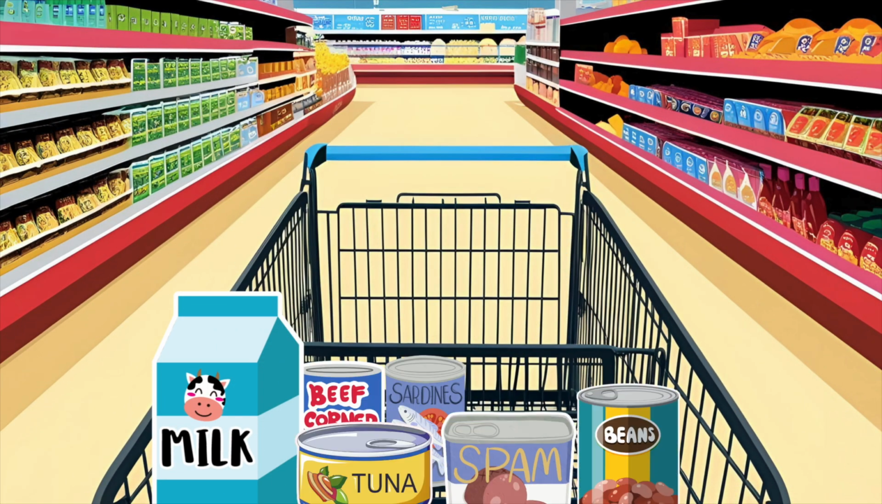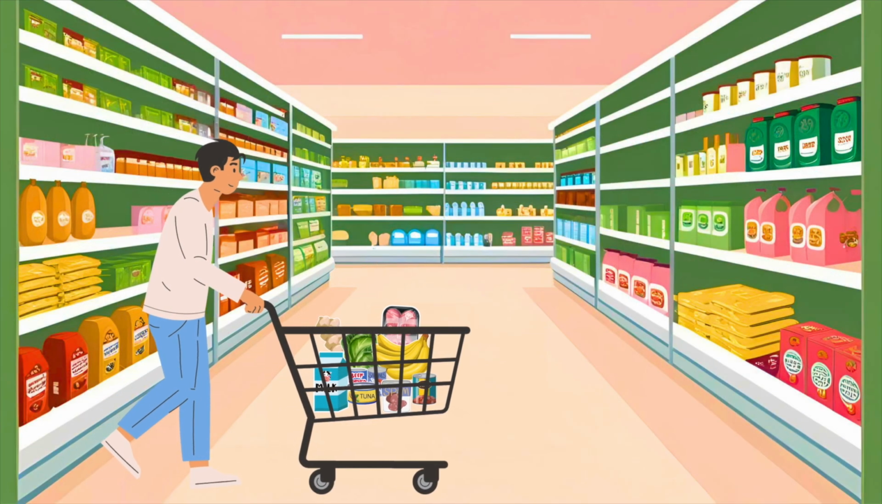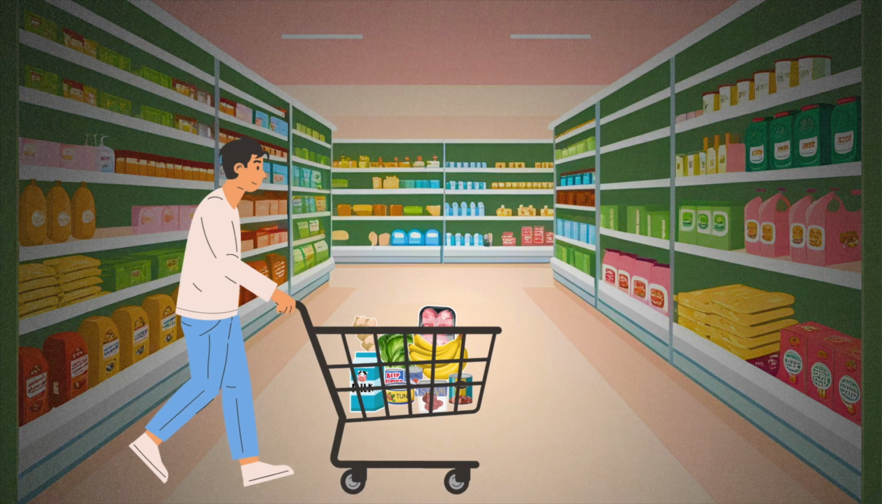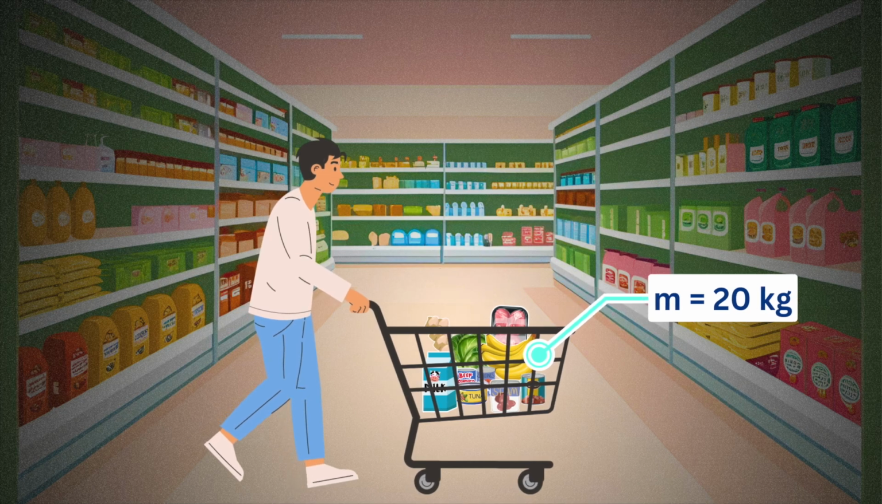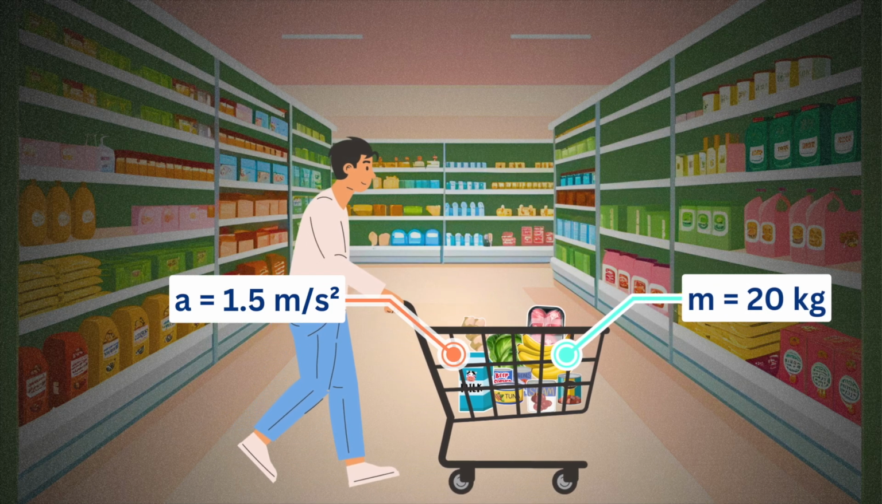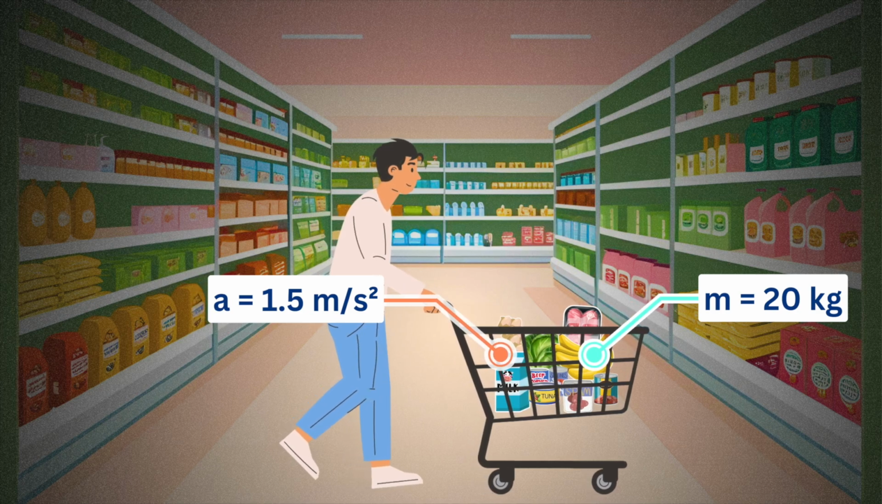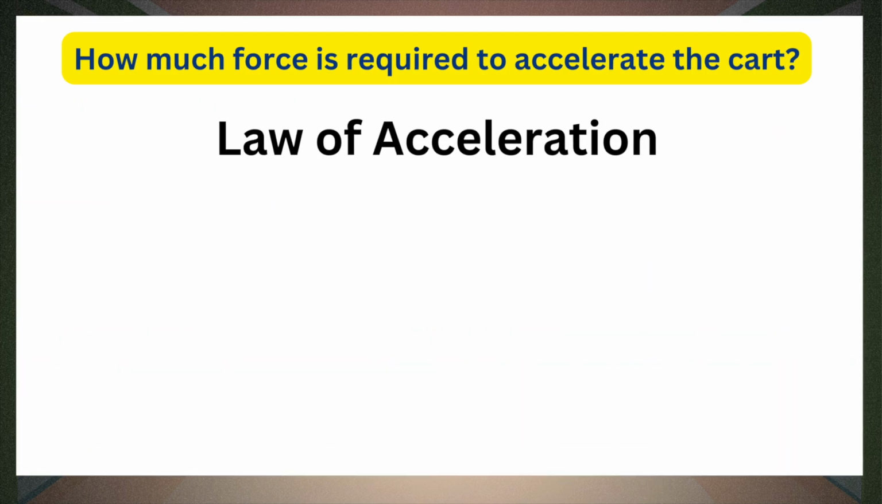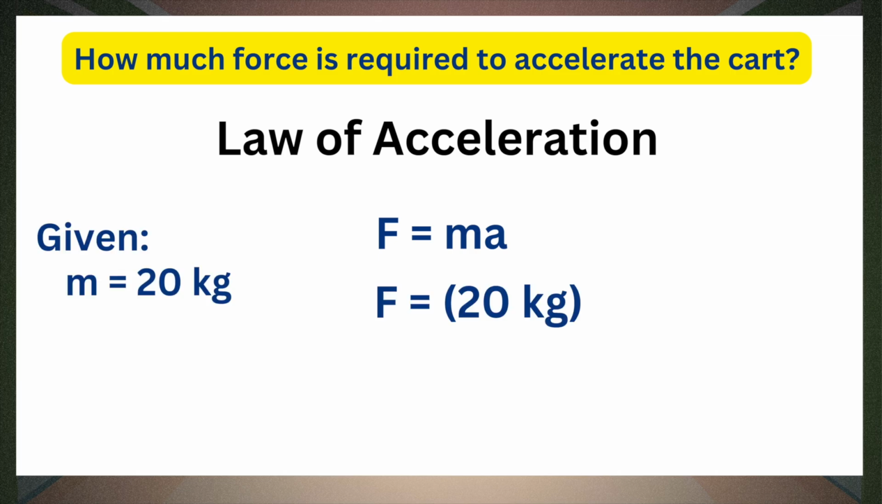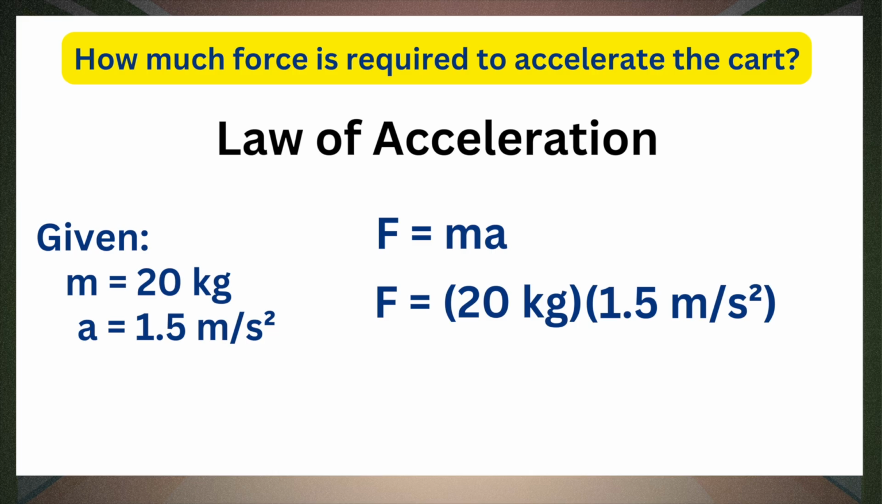But as you add more items, the cart becomes heavier. Let's say it now weighs around 20 kilograms. If you still want the cart to move with the same acceleration of 1.5 meters per second squared, you will need to push harder. So, how much force is required this time? Let's calculate again. Force is equal to mass times acceleration. Let's substitute the new mass, which is 20 kilograms, times the acceleration, 1.5 meters per second squared. How much force is required this time?